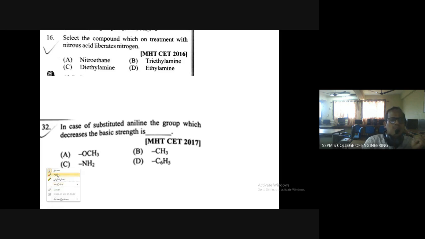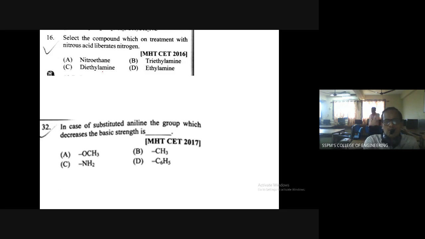So let us see question number 16. Select the compound which on treatment with nitrous acid liberates nitrogen. So MHT-CET 2016, right? The compounds given are nitroethane, triethylamine, diethylamine, and ethylamine.